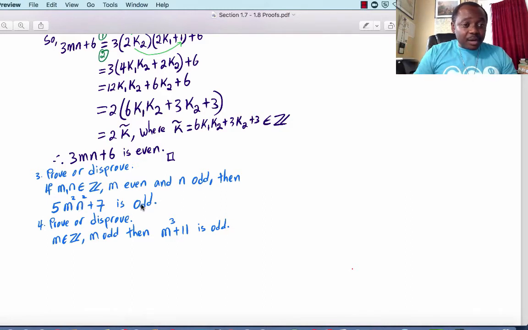It's a good question. In other words, can I find an integer k such that 5m squared n squared plus 7 can be written as 2 times k plus 1? What about number 4? Prove or disprove. If m is an integer and m is odd, then m cubed plus 11 is odd.